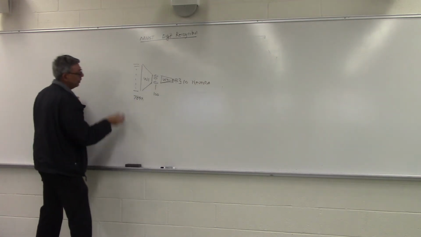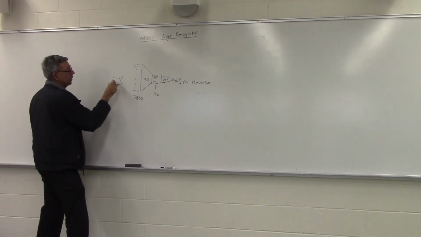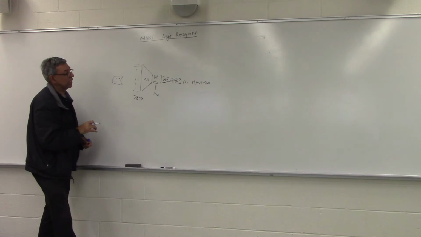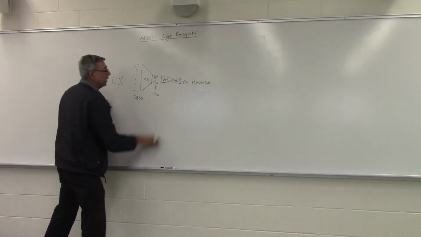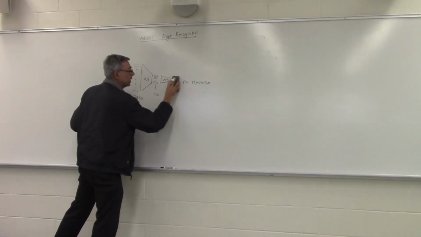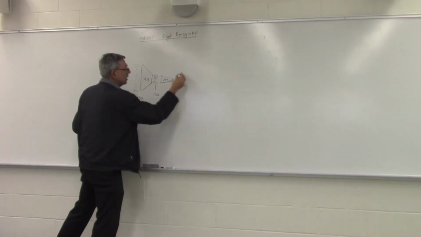Let's say we feed in some unknown digit. Nobody knows what that is. Let me make this a little bit bigger. So let me make the output neurons 10 neurons.